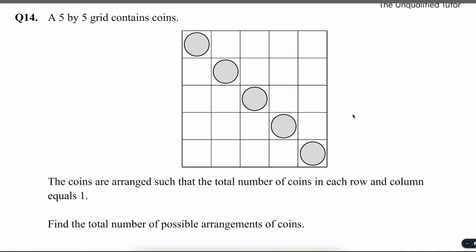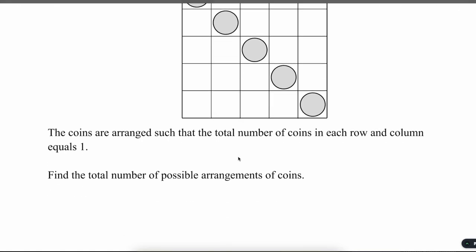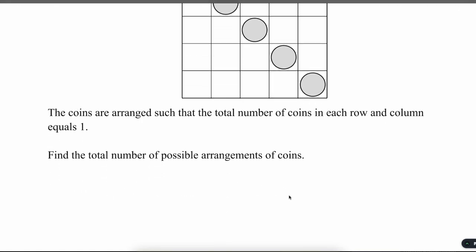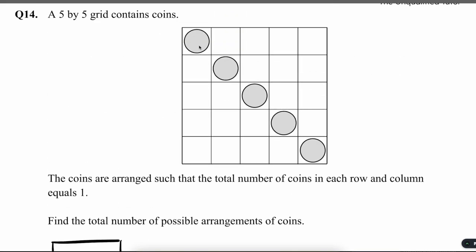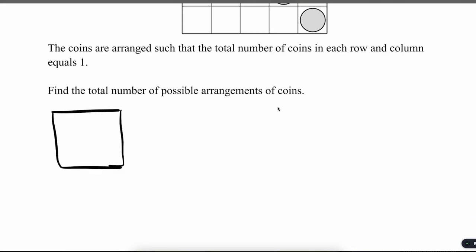The coins are arranged such that the total number of coins in each row and column equals 1. Find the total number of possible arrangements of coins. Okay, so what a lot of people think with this question is they start with this grid and they think, well, okay, you've got 1 here, 1 here, 1 here, 1 here. The sum of the rows and the columns are all equal to 1. So surely the only other solution would be if you've got coins here, here, here, here, and here.